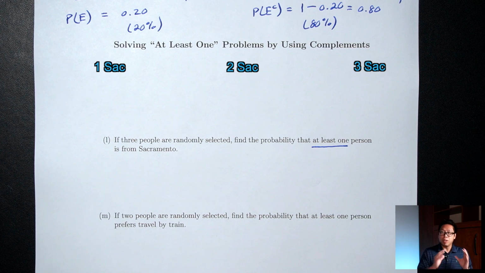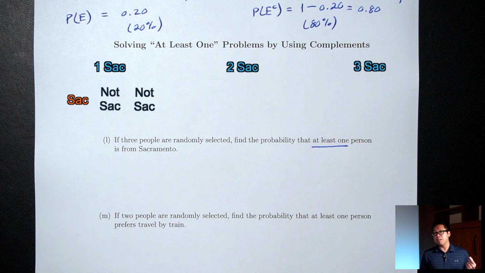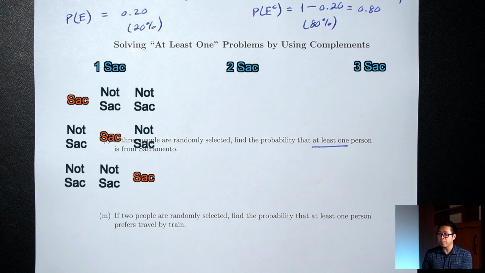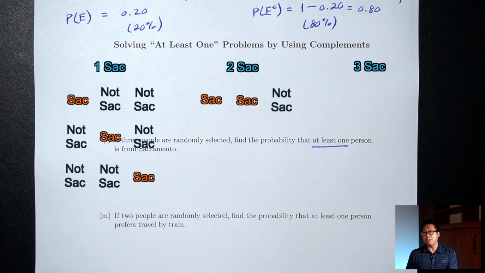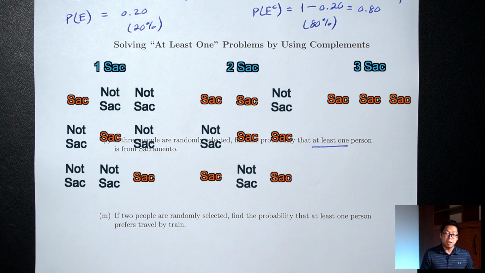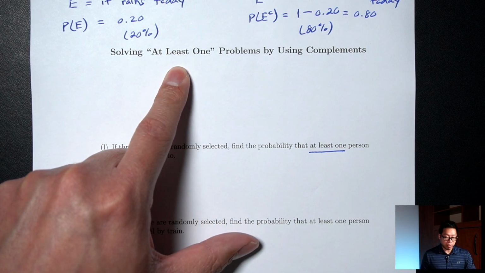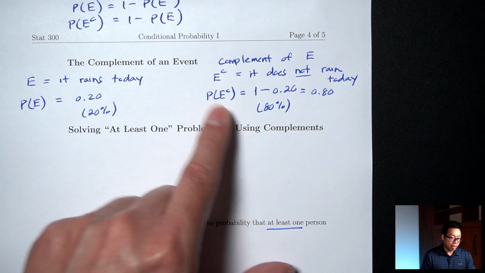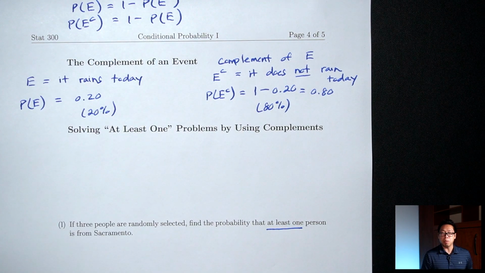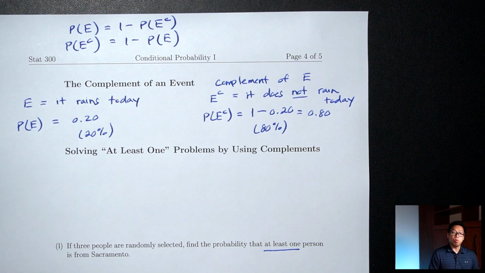And even worse, within the one person from Sacramento, it could mean the first person is from Sacramento and the other 2 are not. It could mean the second person is from Sacramento, other 2 are not. It could mean the third person is from Sacramento, other 2 are not. Within the 2 people, there are many possibilities also. So if we're going to do this directly, we would have to find the probabilities of each one of those situations separately and then combine them. Too much. That's hard. The idea here is instead of finding at least one directly, we'll find a complement and then just do 1 minus it to get the probability that we want. So now the question is, what is the complement of at least one?